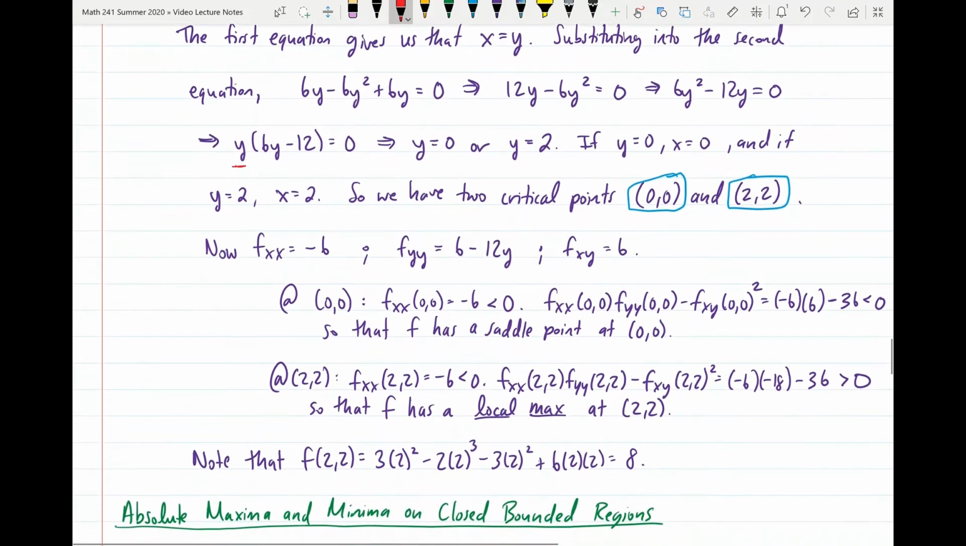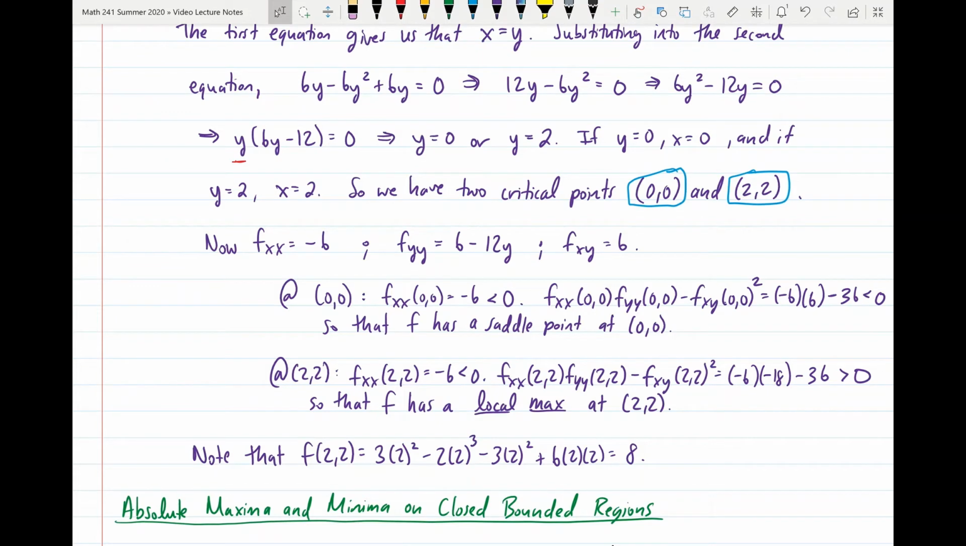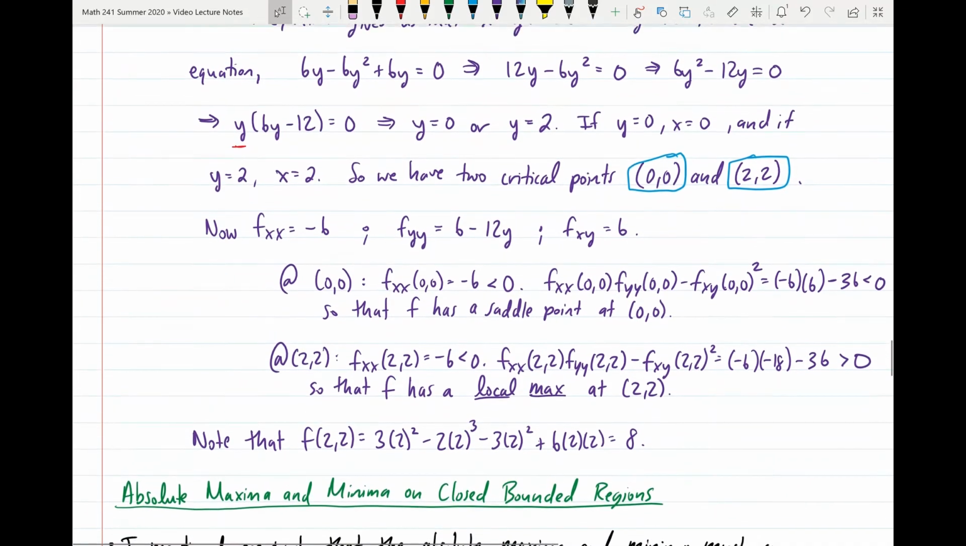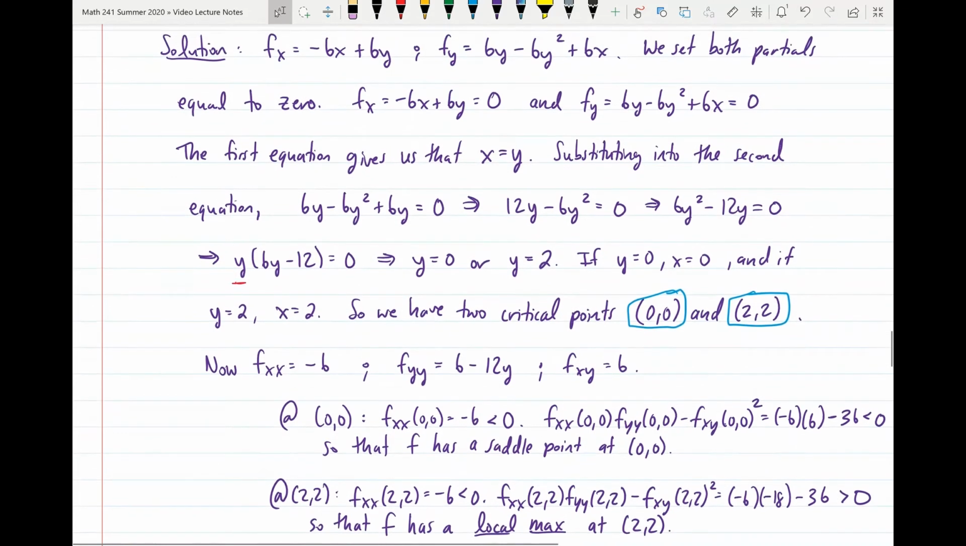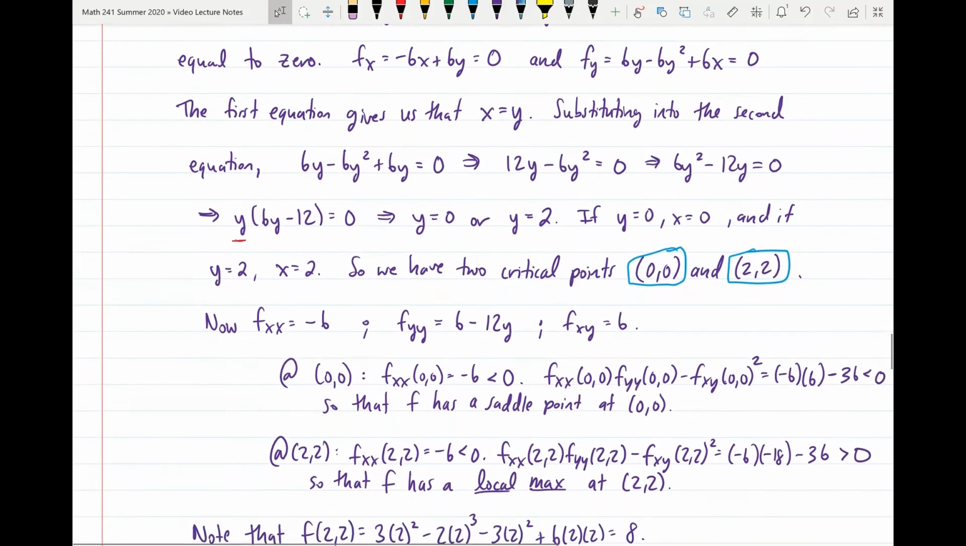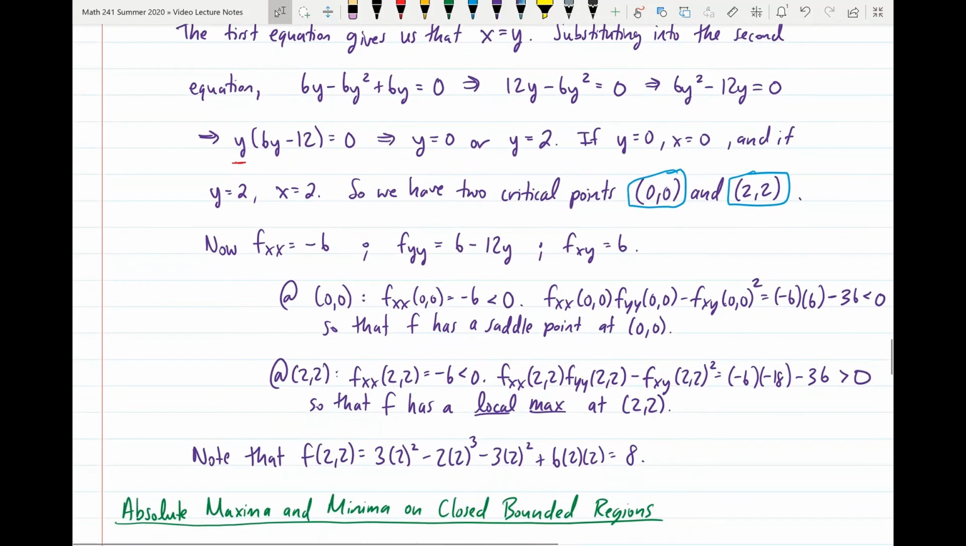And now we want to determine whether these critical points are local mins, maxes, or saddle points. And to do so, we're going to need some second order partial derivatives. So f sub xx is equal to minus 6 everywhere. f sub yy is equal to 6 minus 12y. And f sub xy is equal to 6. And now let's first worry about the point 0, 0. So f sub xx at 0, 0 is going to equal minus 6, which is less than 0, since f sub xx is always equal to minus 6.